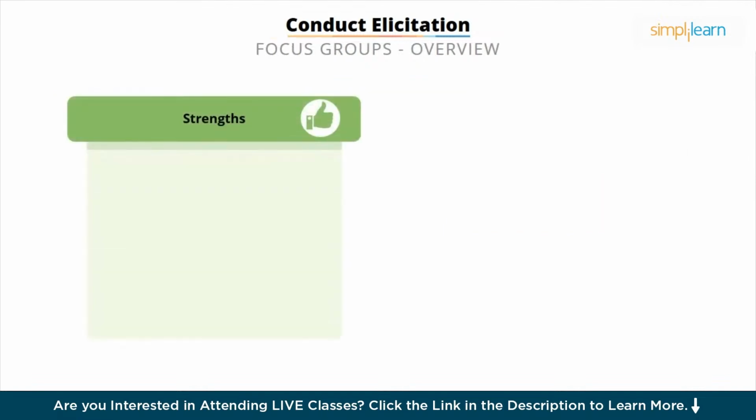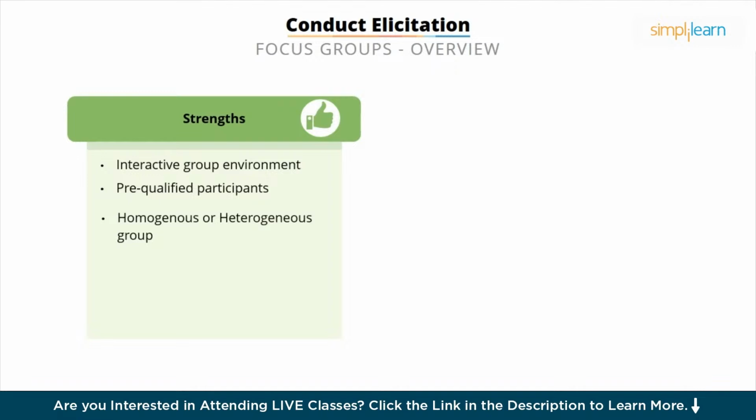A focus group is used to elicit ideas or opinions about a specific product, service, or opportunity in an interactive group environment. Participants are pre-qualified. Their objective is to discuss and comment on a topic within a context. Group size of 6 to 12 can be homogeneous or heterogeneous. It's a form of qualitative research. Participants share their perspectives and attitudes.